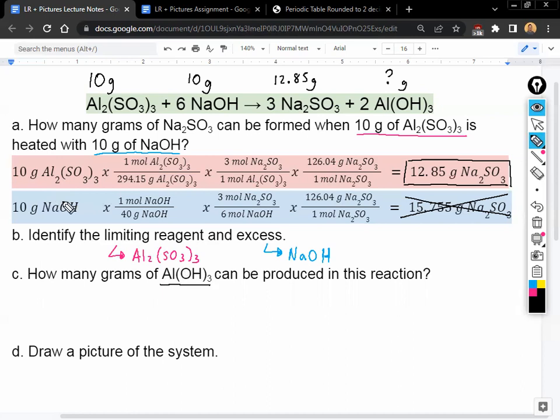you can just use the limiting reagent to solve for this compound. So Al2SO3, it's 10 grams. So we're gonna start off with 10 grams of Al2SO3. And then what we're going to do is just regular stoichiometry. We're going to set up 3 fractions. We're going to do our whole gamma thing. And at the very end, what you're looking for is AlOH3.